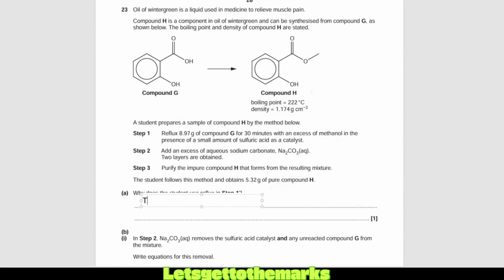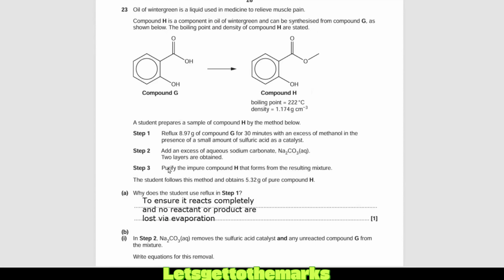Why does the student use reflux? Pause. Have a go. Okay, reflux is used when we want to ensure that everything reacts completely, and also to prevent the evaporation of any of our product or any of our reactants, as we're dealing with volatile organic compounds here that often have boiling points where we might lose some through evaporation. Okay, so having reflux ensures that everything keeps condensing and falling back into the reaction mixture until it's all completely reacted and we don't lose any through evaporation. And that'll get us a mark.